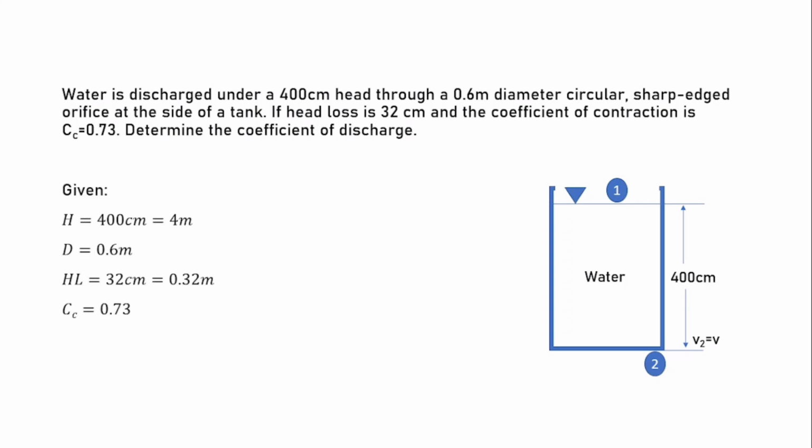Listing all the given, we get head is equal to 400 centimeters, also equal to 4 meters, diameter is equal to 0.6 meters, head loss is equal to 32 centimeters, also equal to 0.32 meters, and coefficient of contraction is equal to 0.73. Find coefficient of discharge.